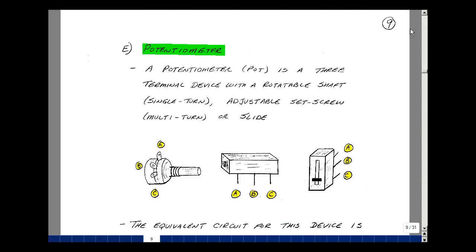In this lab, we're also going to be looking at using a potentiometer. This is a 3-terminal device that has a rotatable shaft or an adjustable set screw or a slide. And here are 3 pictures that we had in the ECE 201 ebook notes, where I've got 3 terminals, call them A, B, and C, on all of these devices.